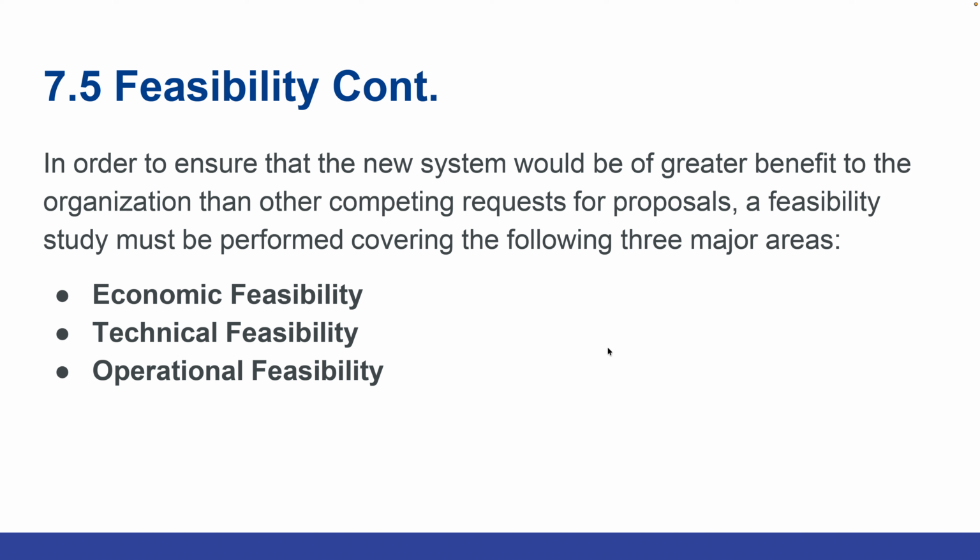So in order to ensure that the new system would be of great benefit to the organization, then other competing requests for proposals. So the three major areas of feasibility study are economic, technical, and operational. Economic is same as financial feasibility.